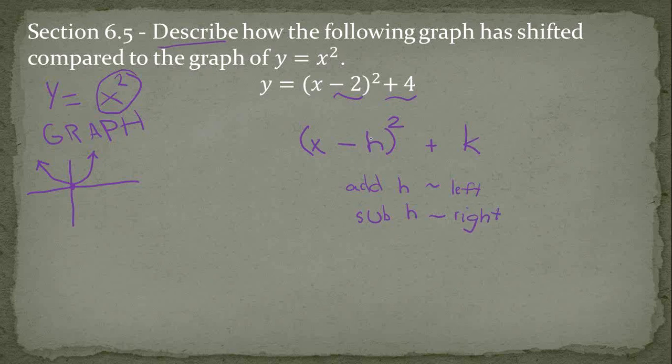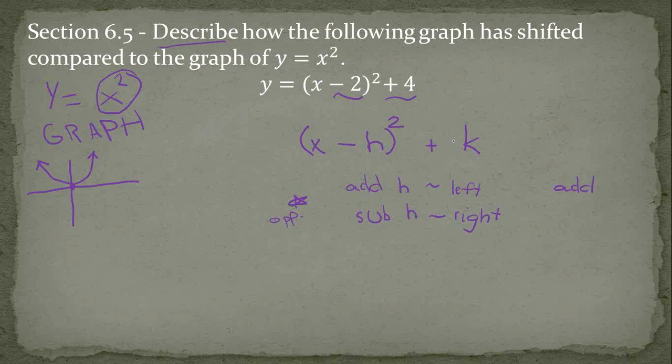So if you subtract from x, it shifts right. Adding is left. Notice that's the opposite of what you might have guessed. And it's because in the form it's a minus h, and this negative sign makes h do the opposite of what you would think. Now the k value is normal. It does exactly what you would think.